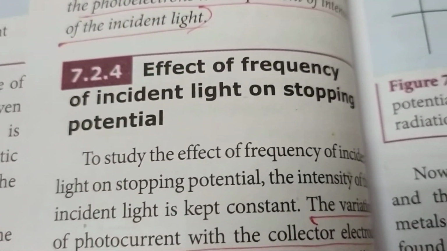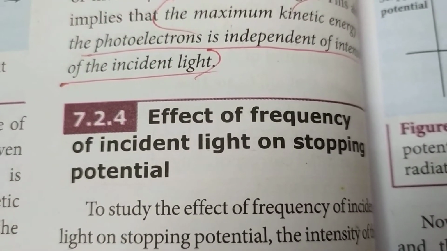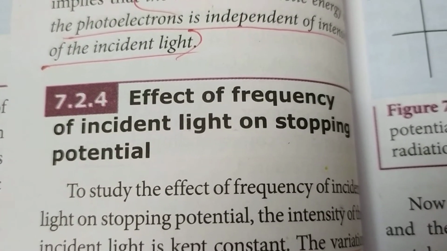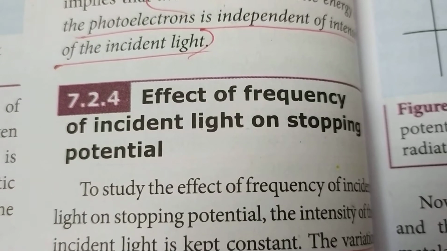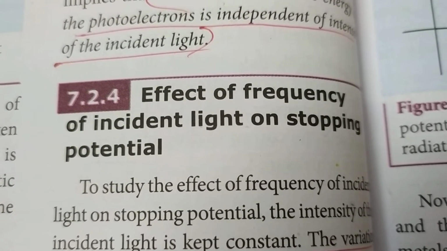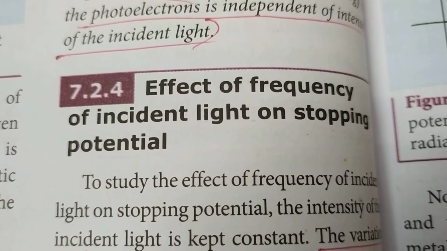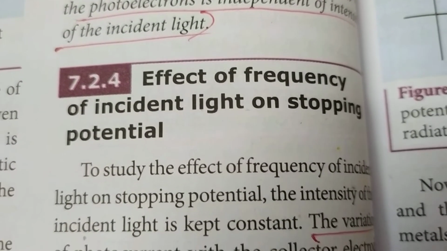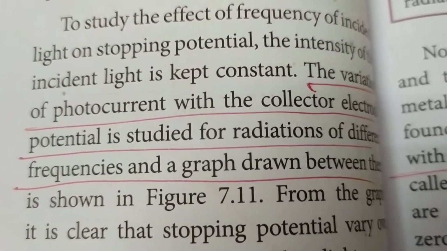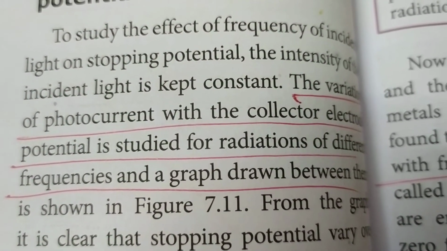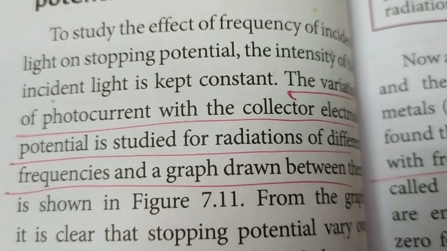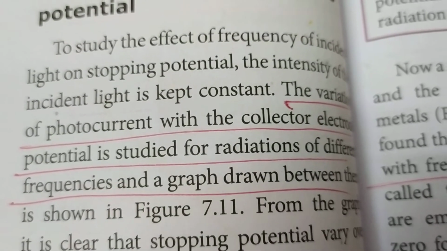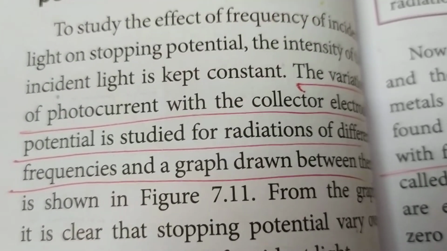The next topic is the effect of frequency of incident light on stopping potential. We have already studied stopping potential, that is, the amount of negative voltage given to the anode for which the photoelectric current becomes zero. Now we are going to see the effect of frequency of incident light on the stopping potential. Here the variation of photoelectric current with the collector electrode potential is studied for radiations of different frequencies: you are just varying the frequency and finding out the amount of current.